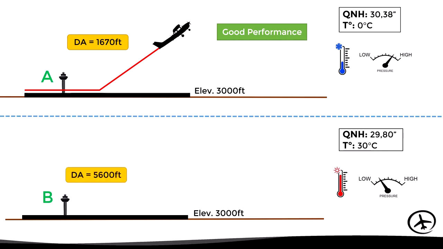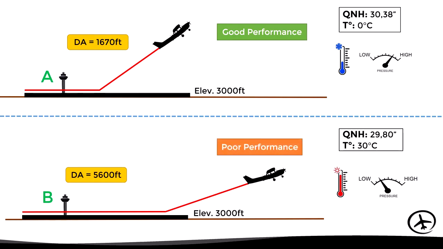In this particular case, it is 5,600 feet. In other words, aircraft operating at this airport will behave as if they were flying at 5,600 feet, which means that they will present a poor performance due to the reduced air density.